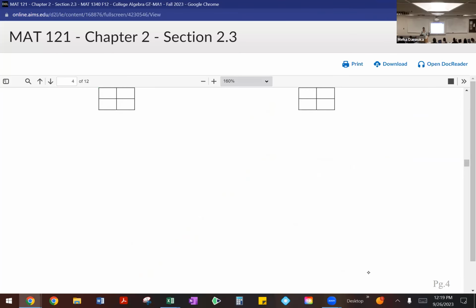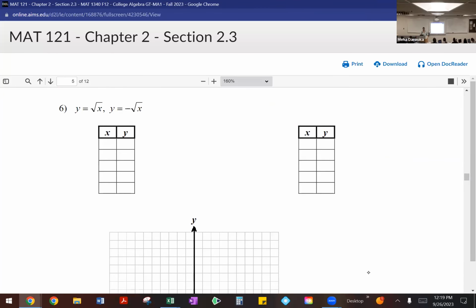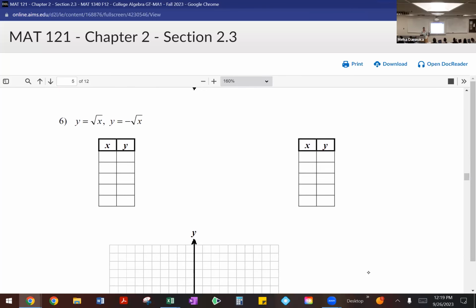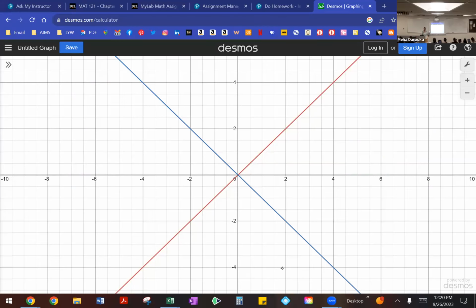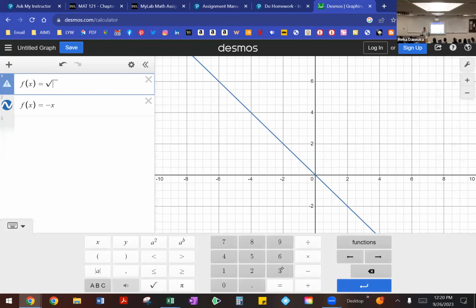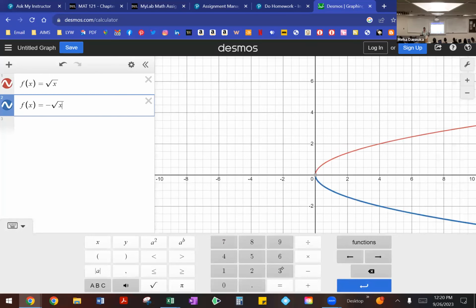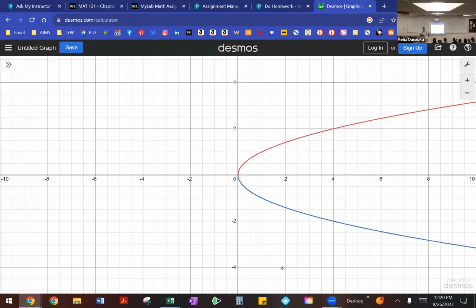So let's look at one more example. This one gives us a nice idea. So square root of x, and then you're just putting a negative in front of it. So square root of x, negative square root of x. So how does that affect domain?